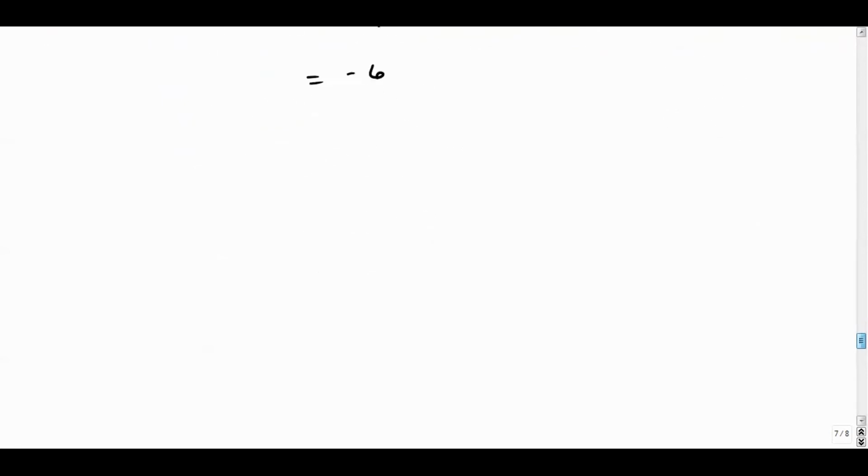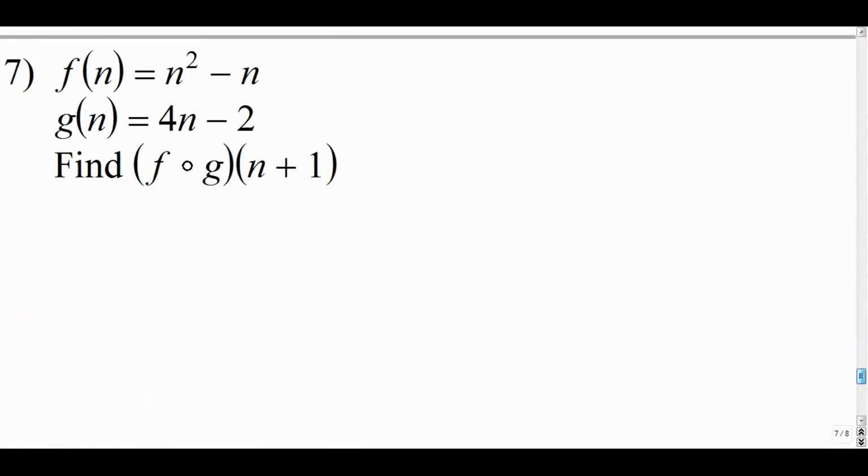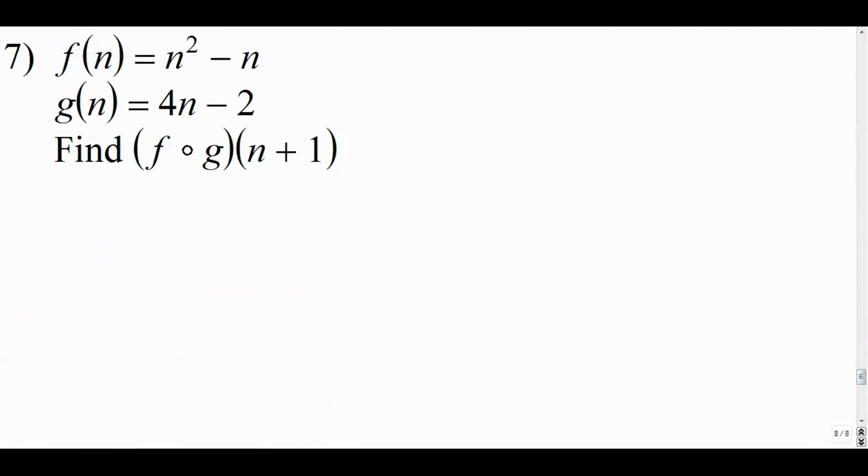I bet you're getting the hang of this by now. Number 7, last one. Now we're going to do something a little bit different here. This is f of g of n plus 1. So this is composing with not a number but an expression. So we're not going to end up with a number at the end. We're going to end up with an expression, but we're going to work from the inside out.